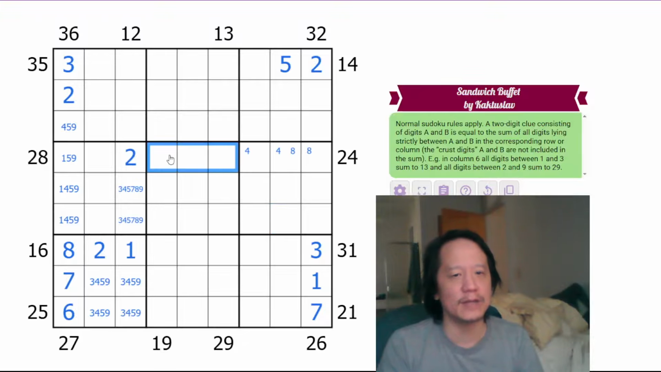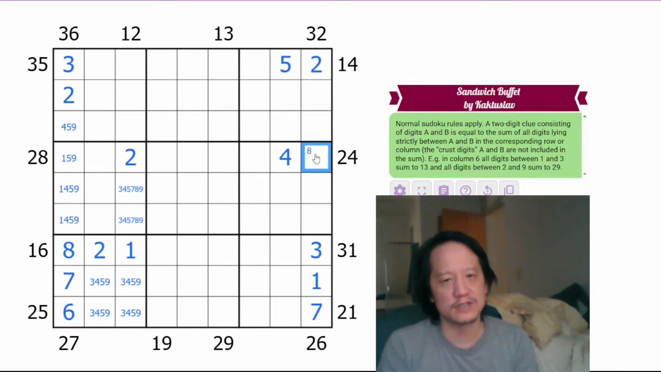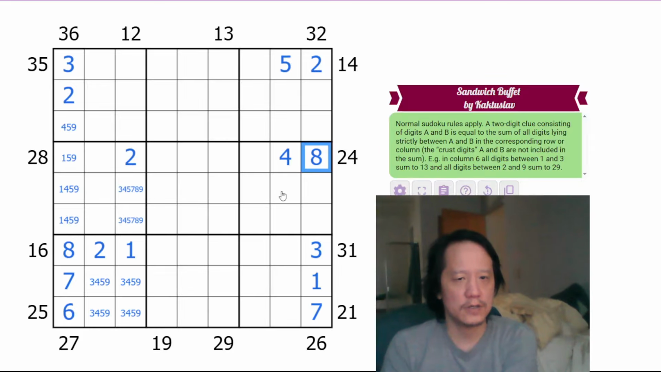8 cannot be in between the 4 and the 2. So this cannot be 4, because that would have this being 7, 8, and 9. But then that would not fulfill the 28 in this sandwich clue. So this cannot be 4, which makes this 4, which makes this 8. So we have 28 here in between, and then 2 and 8.